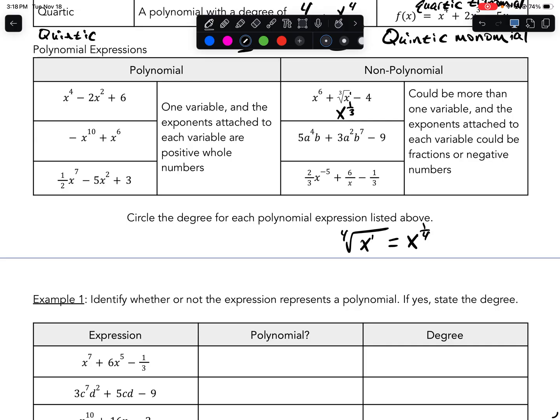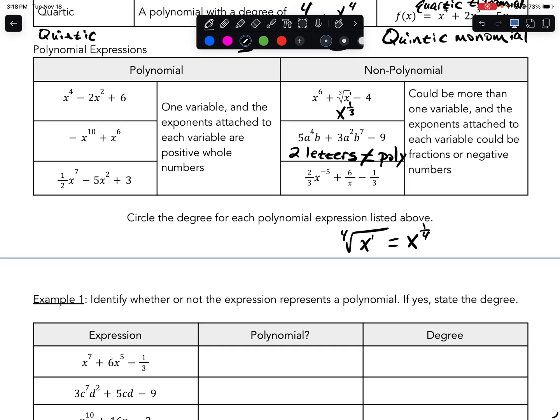If I look at this one, why is this not a polynomial? And then I'll take your question. Because there's more than one variable. More than one letter, right? 2 letters, not a polynomial. Okay, question. If x to the 1/4 is the highest power, what would we call that?